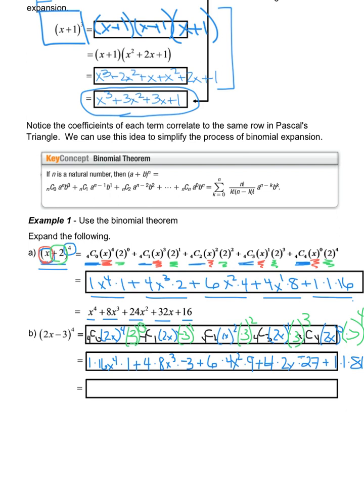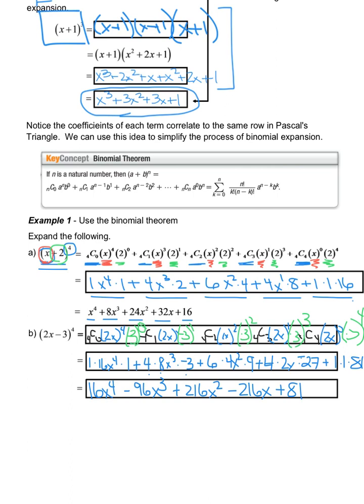So we wind up with 16x to the 4th minus 96x cubed. The 96 comes from the 4, 8, and negative 3, plus 216x squared minus 216x plus 81.